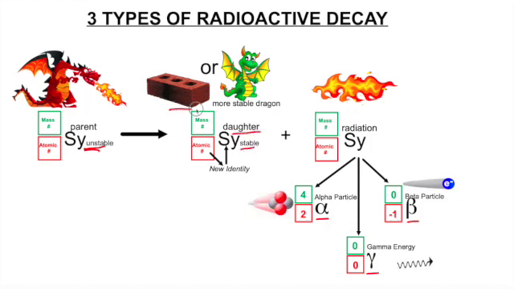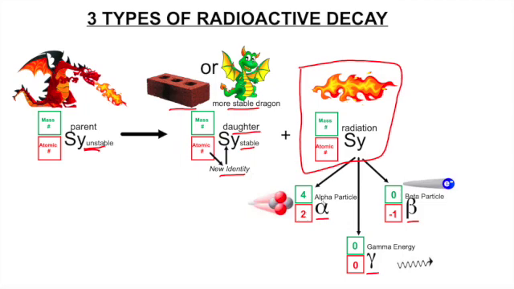Sometimes it might be perfectly stable like a brick. Sometimes it just might be more stable, this little nicer dragon. Sometimes it might have a new identity if the atomic number changes. But that's always going to happen. We're always going to end up with something in this spot of our nuclear equation, and we always have something over here. This is what comes out of the atom.